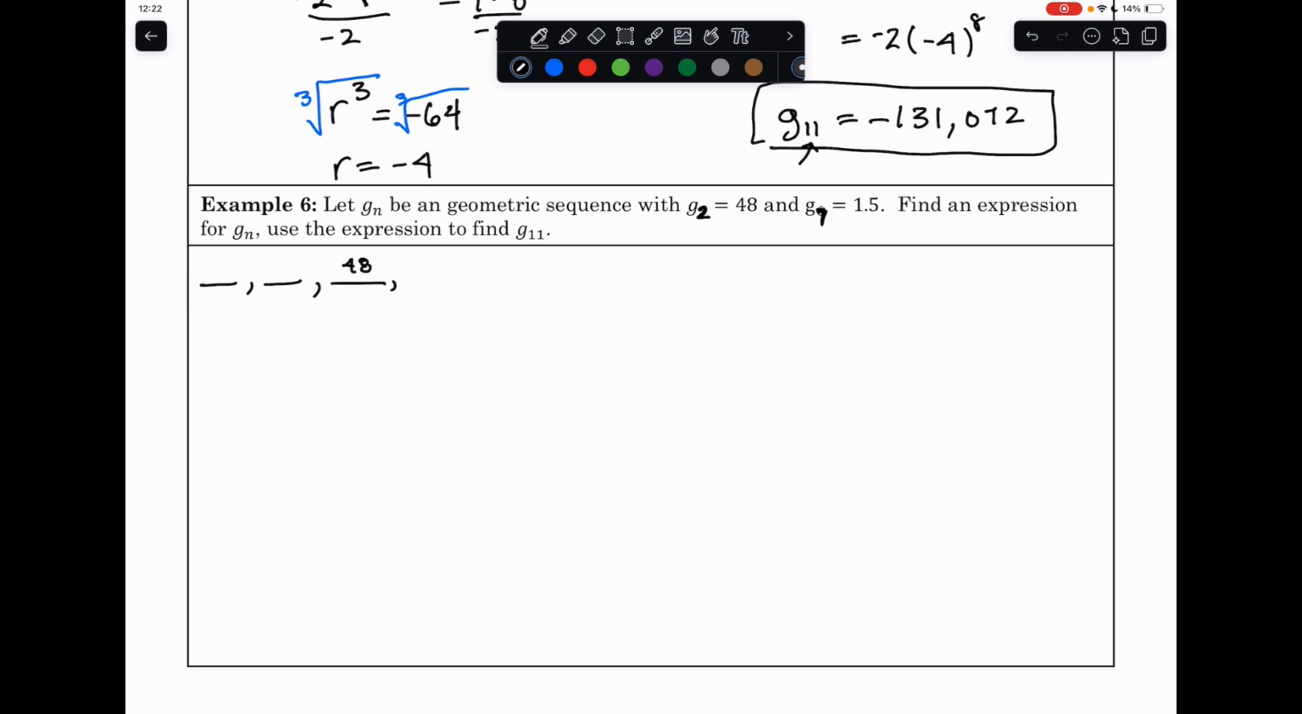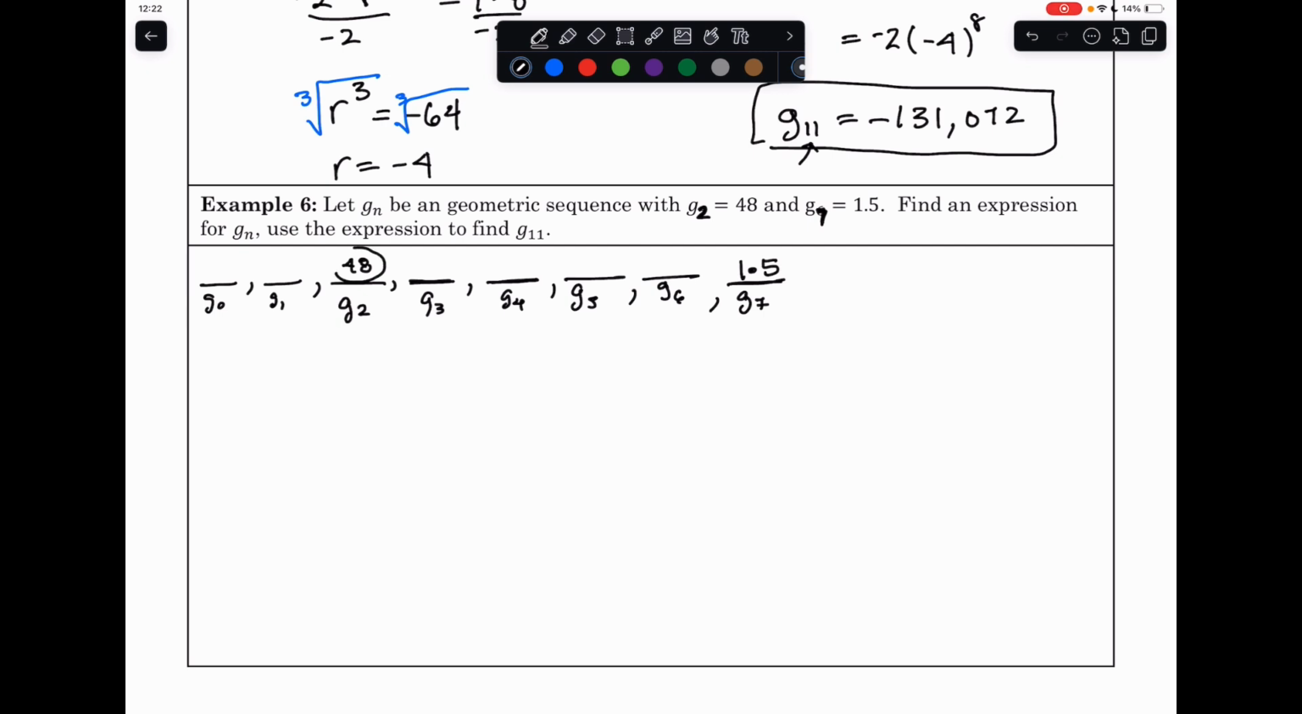We have g of 2. We don't know what the fourth number, g of 3, is, or g of 4, g of 5, g of 6. But we do know that the eighth number in the sequence, g of 7, is going to be 1.5. So the way we're going to come up with the general form of our function is by starting right here.